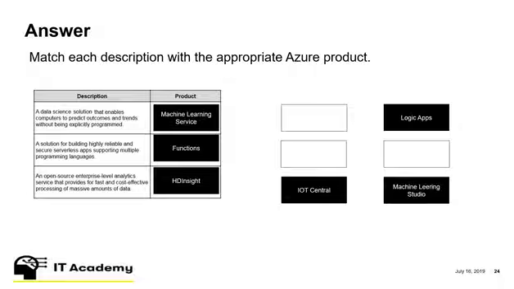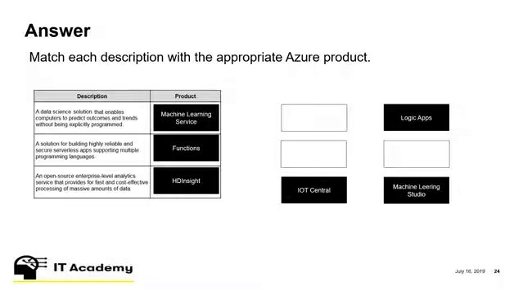Finally, an open source enterprise level analytics service that provides fast and cost-effective processing of massive amounts of data. So the call out point in that question for me was open source. HD Insight isn't a Microsoft proprietary technology. Azure just happens to have offerings that implement HD Insight for us. It is an open source offering. Also, HD Insight is designed for processing massive amounts of data in a very fast way.